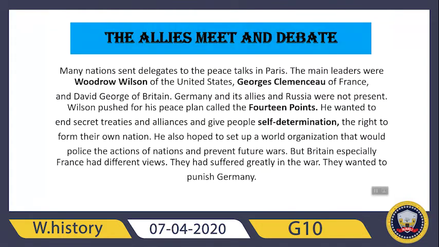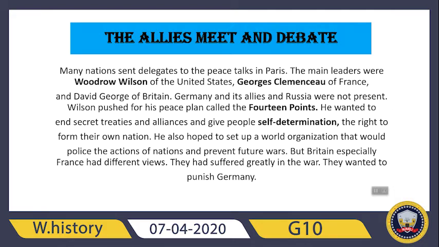Now we are going to study how the Allies meet and debate. Many nations sent delegations to the peace talks in Paris, and the main leaders were Woodrow Wilson, the leader of the United States, Georges Clemenceau, the leader of France, and David Lloyd George of Britain. Germany and its allies, and Russia, were not present at that peace meeting.